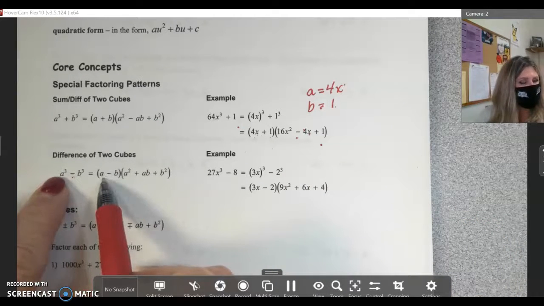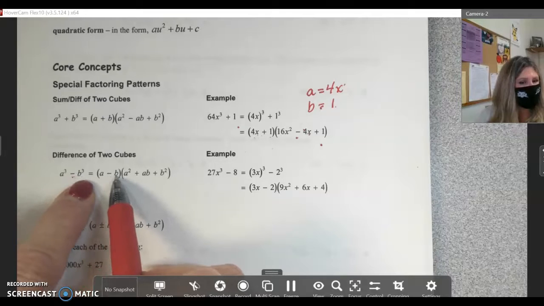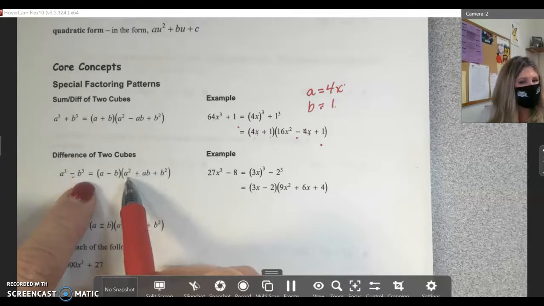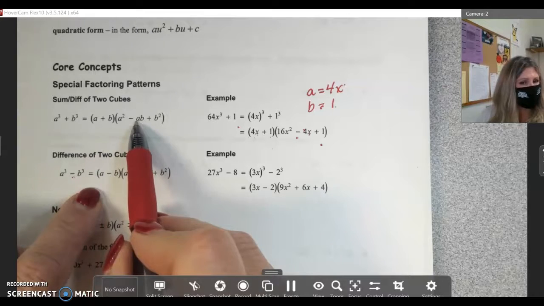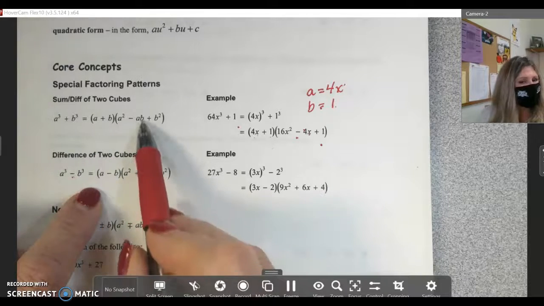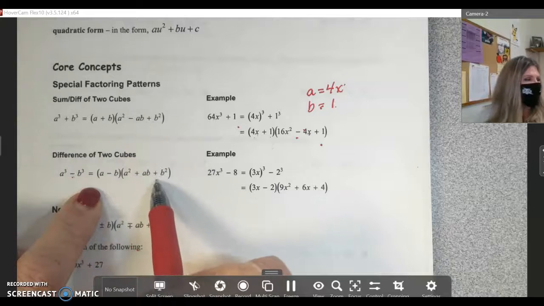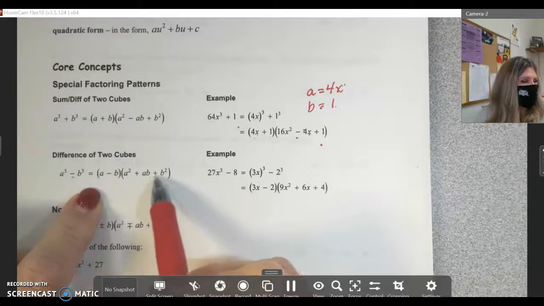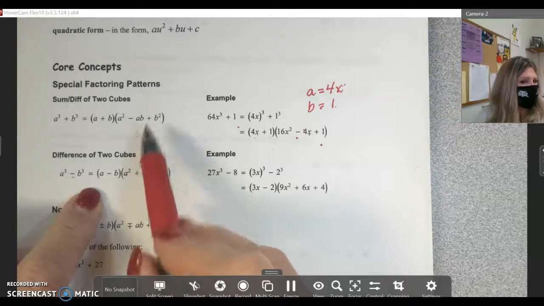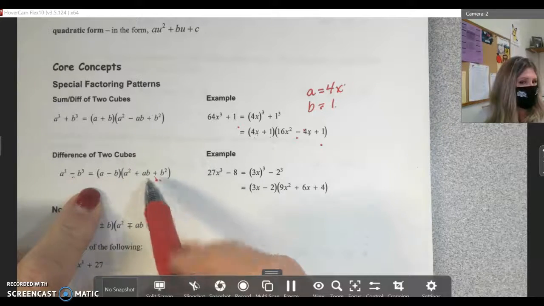If we have the difference of two cubes, here's the pattern. We do the cube root again, match the sign, b, then it goes a squared. This is always the opposite. So if this is minus, this is plus. If this is plus, this is minus. Then the last one is always positive. Why do you think that might be, that the last one's always positive? What is anything squared? Positive. So that's the reason why this one always ends up being positive.